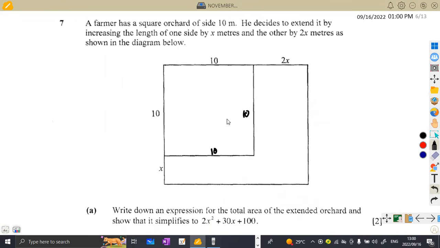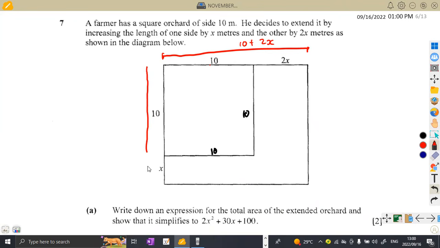Okay, so he now decides to extend it by increasing the length of one side by x. So this one was increased by x and the other one by 2x as shown in the diagram. As you can see, from this point up to this point, it is going to be 10 plus 2x. It's now a rectangle. And this one is 10 plus x, which is a rectangle. Okay, so that is what we had.